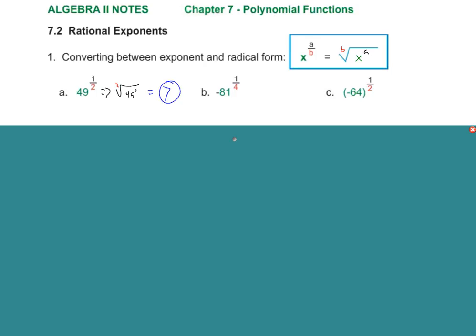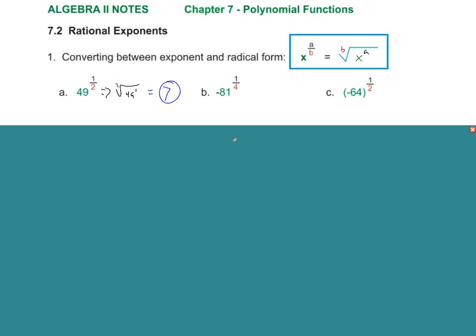81 to the 1/2 power is 9. 100 to the 1/2 power is 10. Right? 36 to the 1/2 power is 6. So what is something to the 1/4 power? That's the same as a 4th root, right?